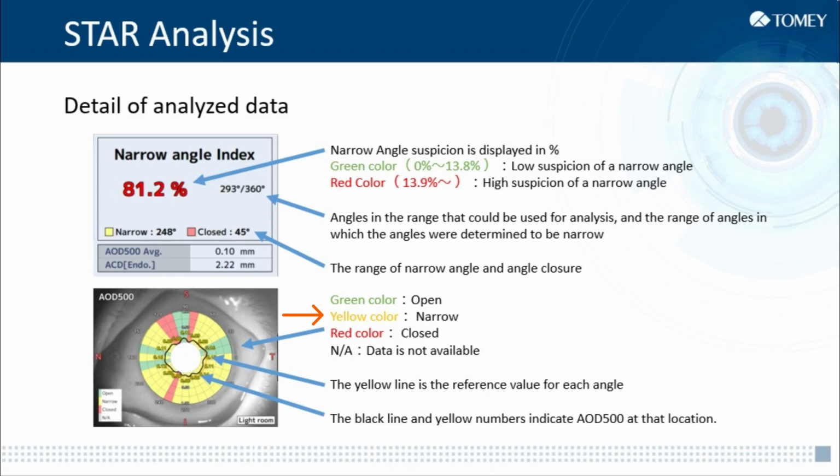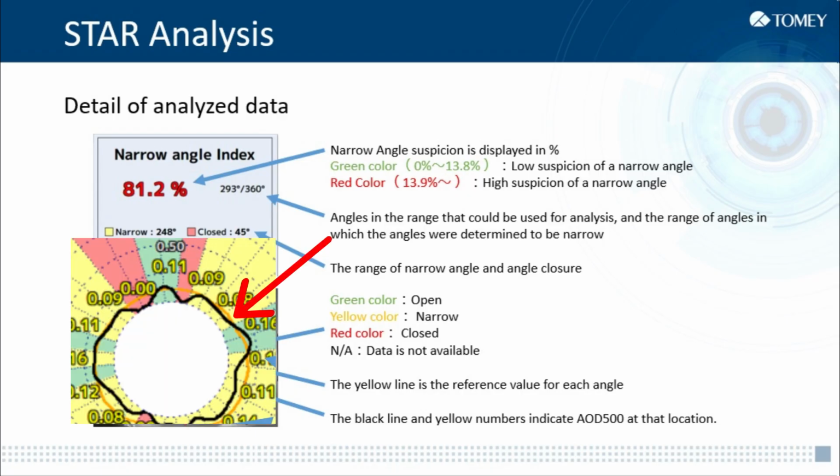Next is the chart in the center. At each angle, green indicates the open angle, yellow indicates narrow angle, and red indicates closed angle. It's a little hard to see in this picture, but the yellow line shows the reference value AOD 500 for each angle, and the black line and numbers mean AOD 500 of this patient. So, the chart color would be yellow or red where the black line is coming inside of the yellow line.